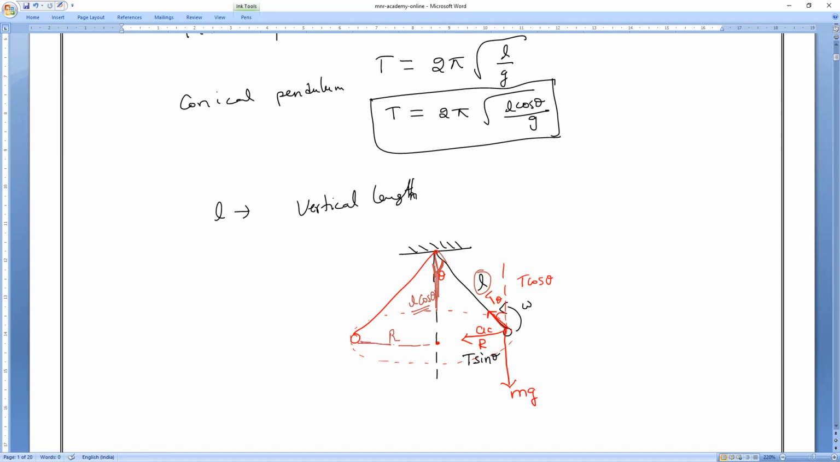So the acceleration always acts towards the center, wherever the bob is. This is the length of the string. If it comes here, here will be theta. Then also it is actually L cos theta only. Am I right or wrong, everybody? Wherever it is. Yes or no?